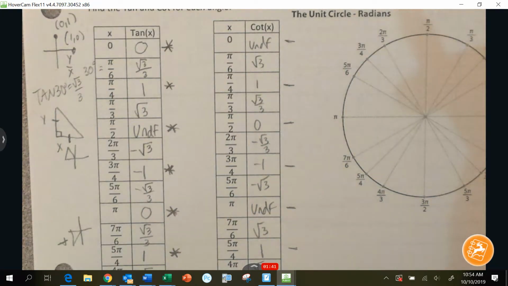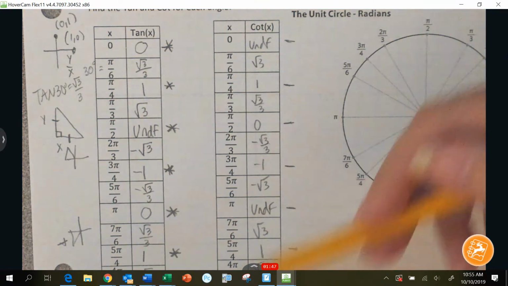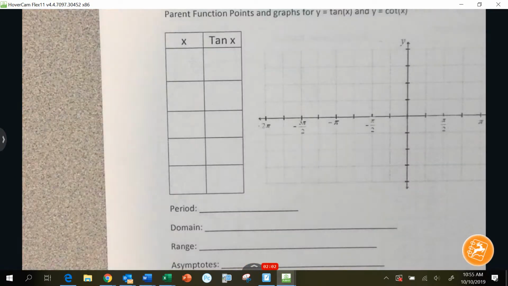The problem is that where these start repeating is a little bit different than where sine and cosine repeat. So the key points we used for any of the other ones, this is the hard part, you've got to learn different key points. Okay?